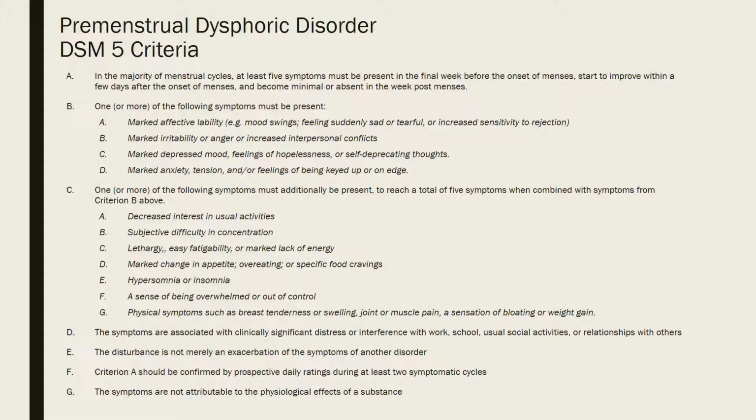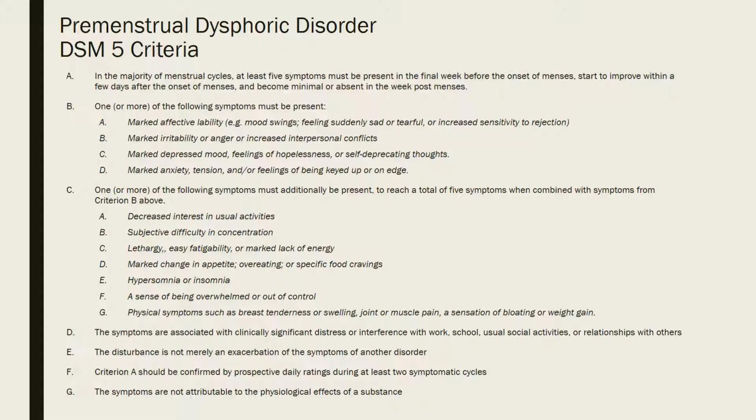Premenstrual dysphoric disorder. Let's see. I'm looking at my notes. Premenstrual dysphoric disorder. The prevalence rate for this is 1.8% to 5.8% of menstruating women. Onset can occur at any age after your first period. Many individuals report that symptoms worsen as they reach menopause.